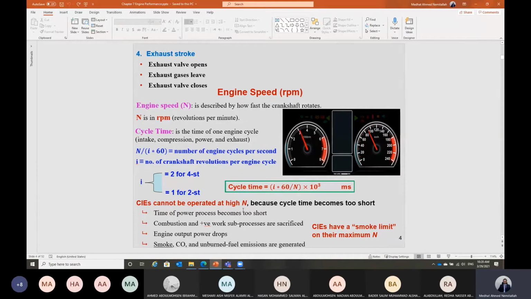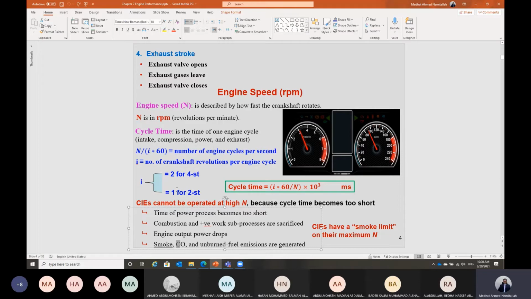In this case, if we try to speed up the diesel engine and increase the engine speed, the cycle time will be reduced, and most probably the combustion will be incomplete, and this will result in more engine emissions. And usually the diesel engine is characterized by higher emissions than the gasoline engine. And that's why it is not as widely used compared to the gasoline engine.